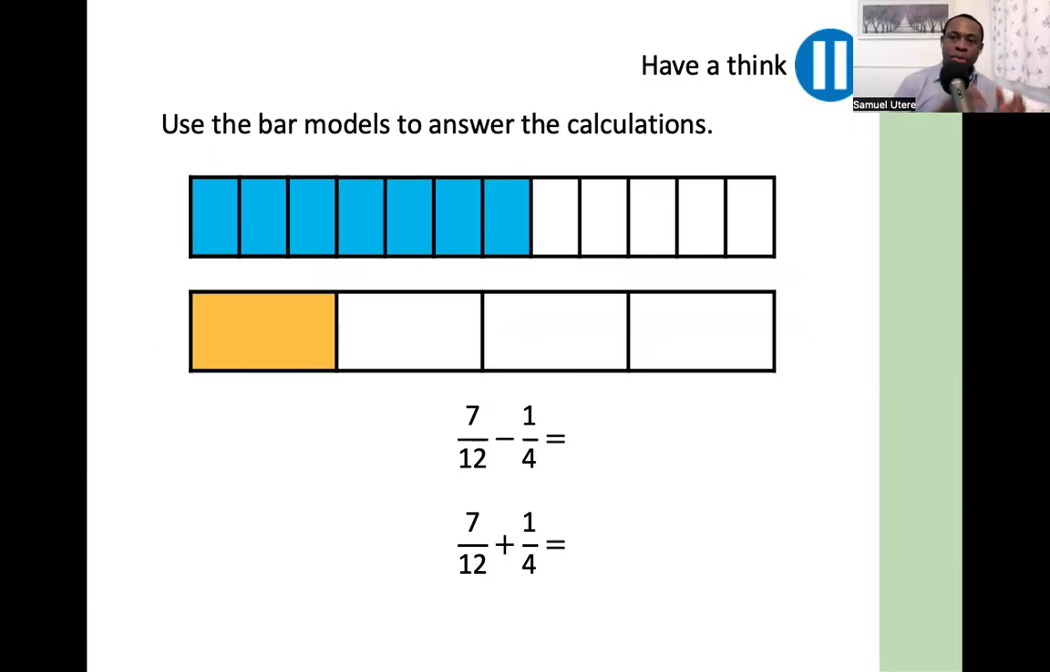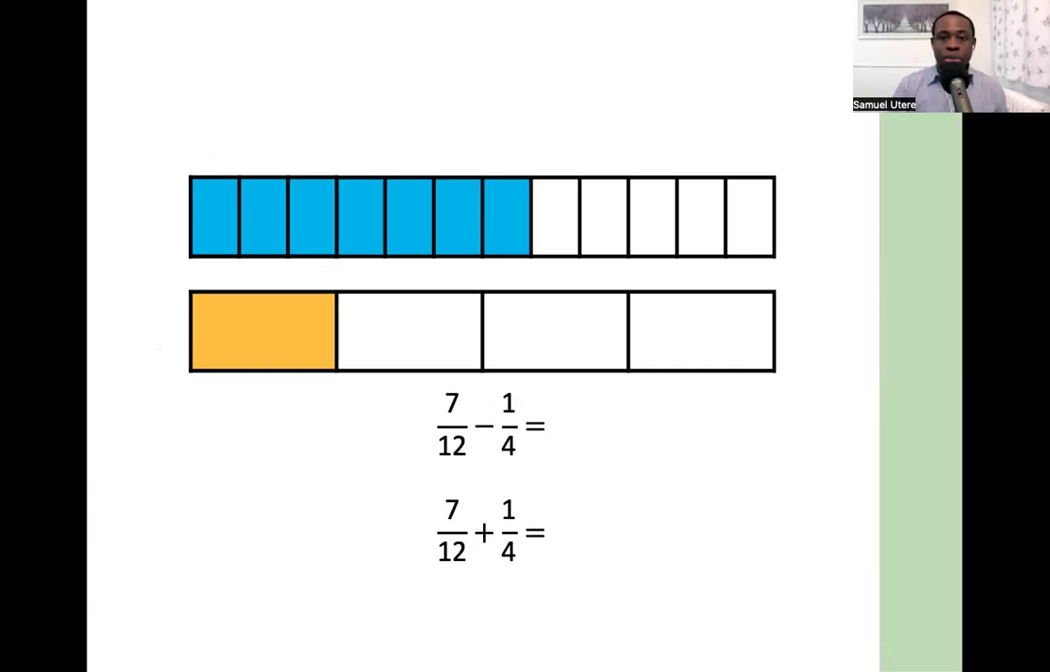If you were to do the 4 times table and you were to do the 12 times table, what is the very first number you will see that is common to both of them? Of course, it's 12. So 12 is our common denominator. So that's why you see this strip of paper being cut into 12 equal parts.